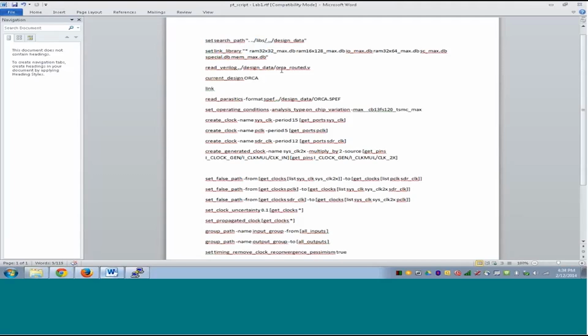The link library here is slightly big because it contains so many memories: RAM 32, 32, 16,028, and so on. The clock has a clock multiplier and a PLL. Both the clock multiplier and PLL come from the library special.db. Memories come from RAM something.db. The IOs are also present here, and they come from iomax.db.